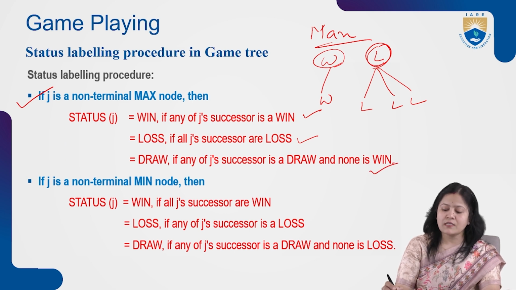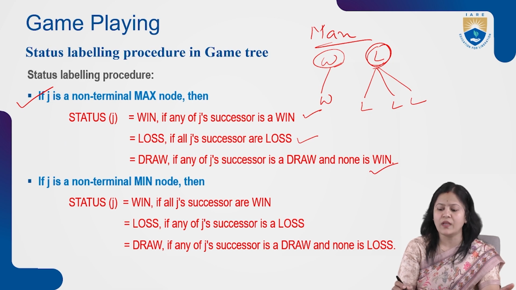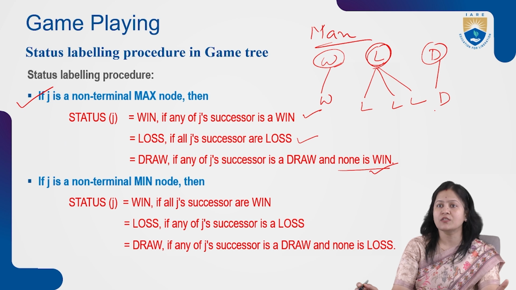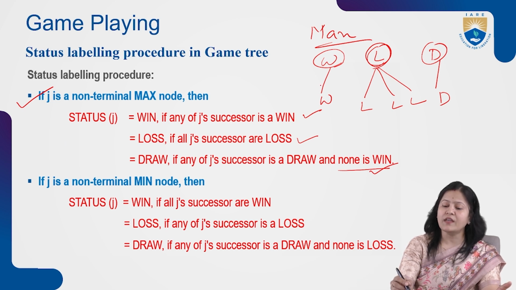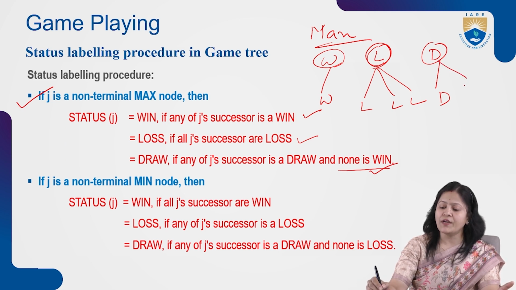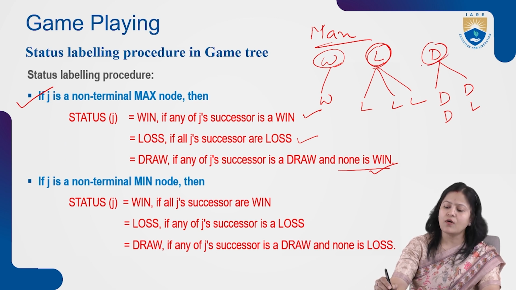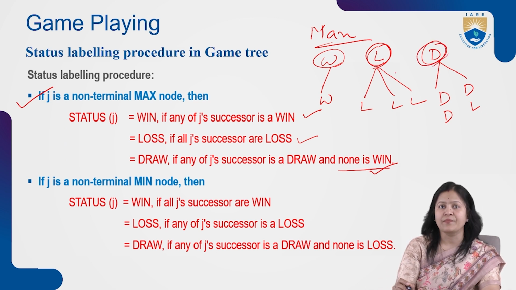And the third case is draw. We can write D if any J successor is draw and none is win. It can be D, but none is win, which means a DW combination is not possible. If it is DW, then it can be W. It may be D, or DD, or one more combination we can write, D and L. Means one successor may be D, another successor may be L. In that case also, the non-leaf max node can be denoted as D. So these are the statuses for non-leaf nodes.